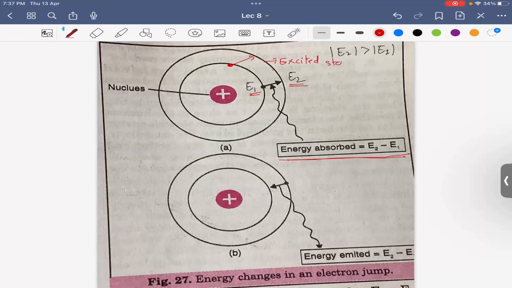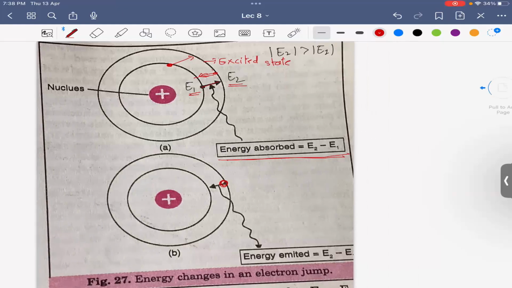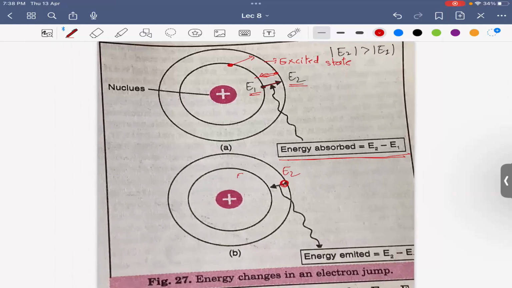Now the electron has gone from this shell to this shell and is excited. It can come back to its original position only when it emits a radiation which has an energy equal to E2 minus E1, losing that amount of energy. This is an energy E2, this is an energy E1. So it will emit the radiation. This is basically absorbed radiation.